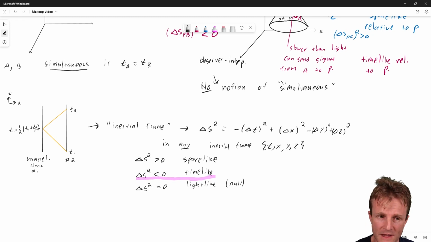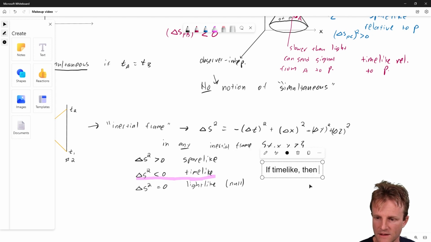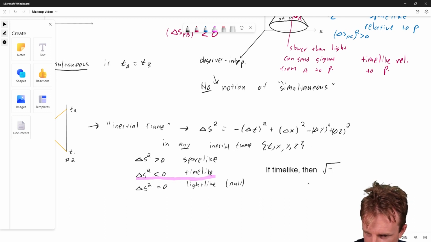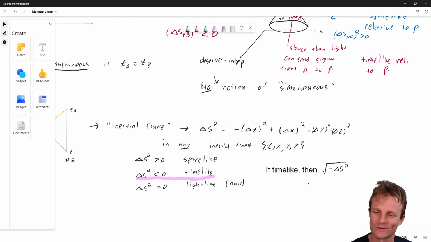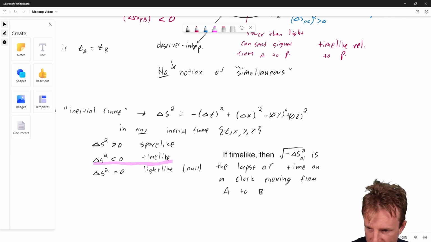And that's because for time-like, the interpretation is, and I'll first assert this, and then we'll check why. So if time-like, then this thing, which I'm going to write as square root of minus delta s squared, right? So this thing is just a positive number because delta s squared is negative for time-like. And so we make it positive by multiplying by a negative sign. Then we take the square root. Then this thing is the lapse of time on a clock moving from A to B. So I'll write this explicitly, delta s squared AB. And I'll draw an event A, and I'll draw a time-like separated event B, and I'll draw the straight line, and I'll put a clock.